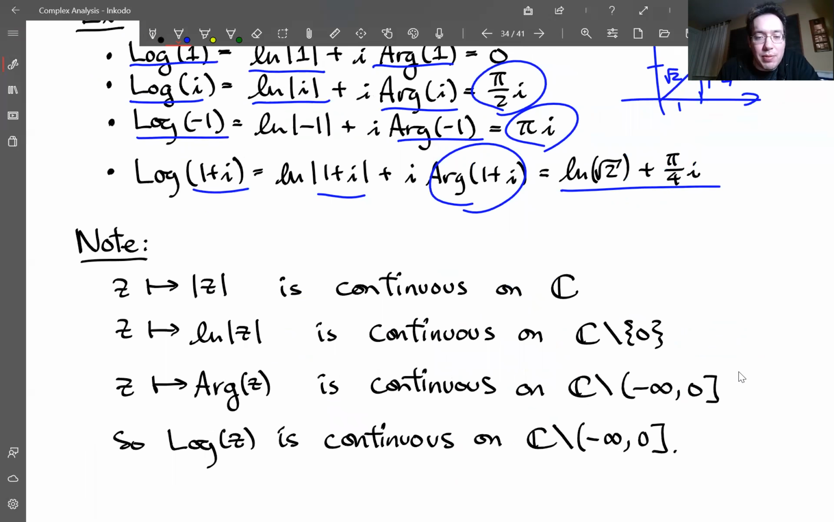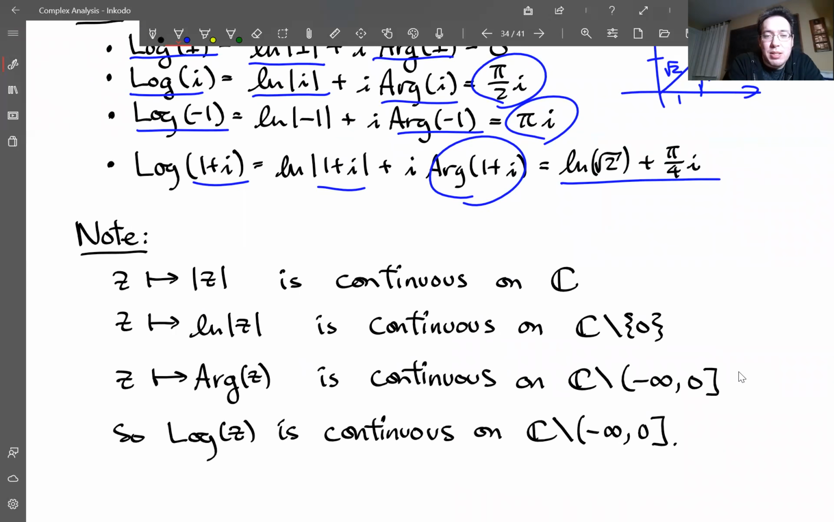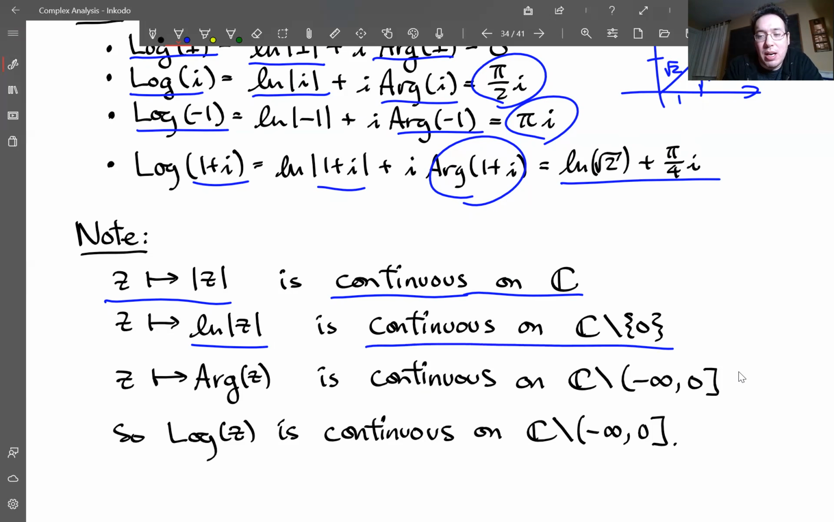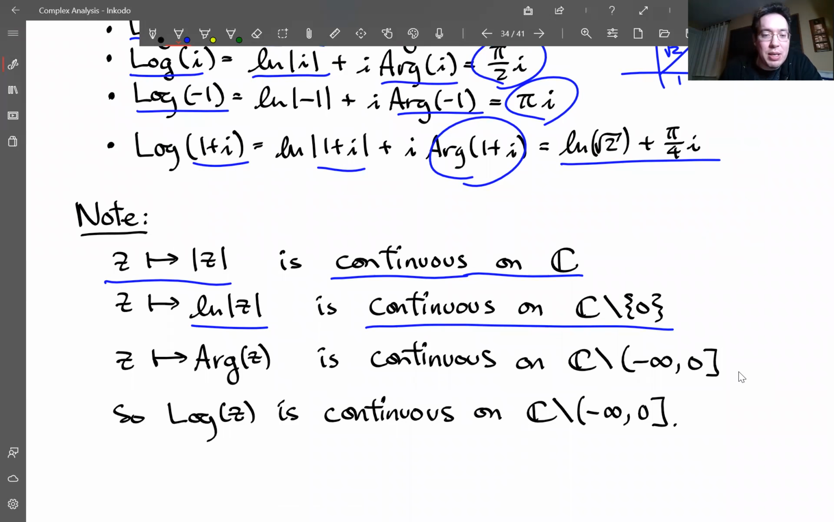Some notes about the log function. Log is made up of lots of different pieces, so I think it helps to look at them one at a time. The modulus of a complex number is continuous on the complex plane. As you change z a little bit, the modulus only changes a little bit. So the natural log of the modulus of z is continuous as long as we stay away from 0. The natural log function blows up at 0, so we want to avoid that to be continuous.